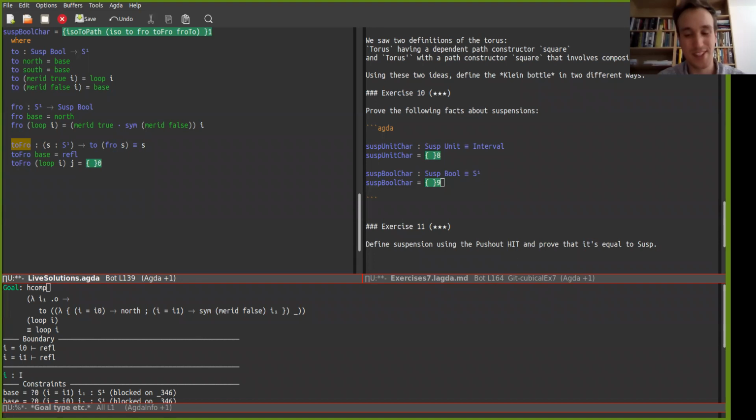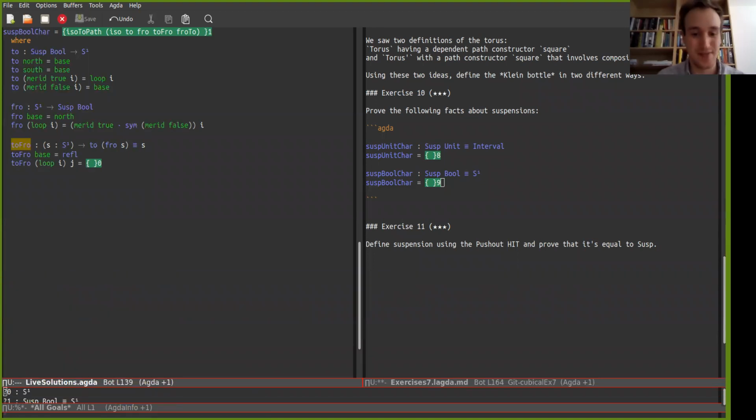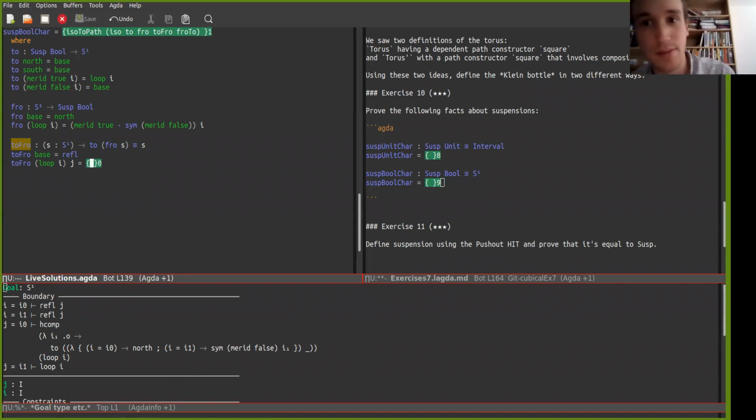Yeah, people were complaining about HComps. I see some people having suggestions in the chat of how to make sense of this. Yeah, so I'm going to make it a bit easier.